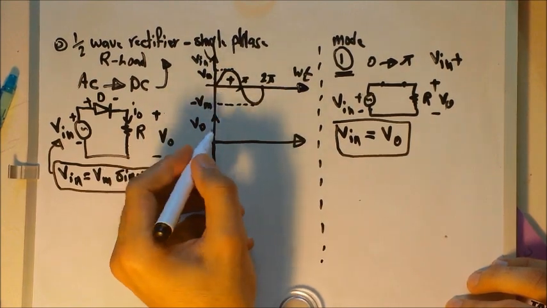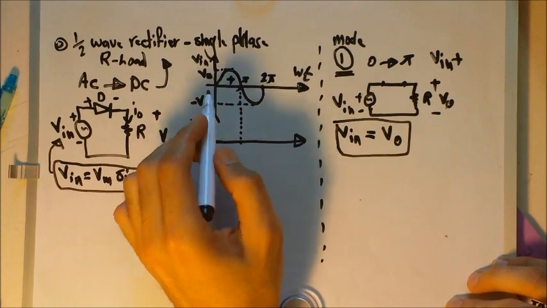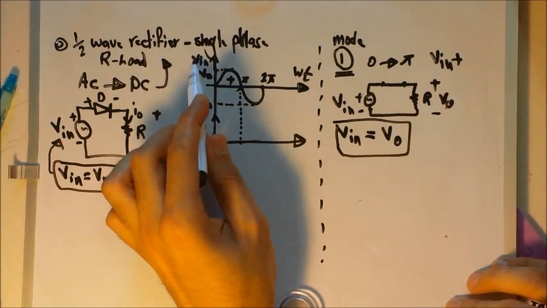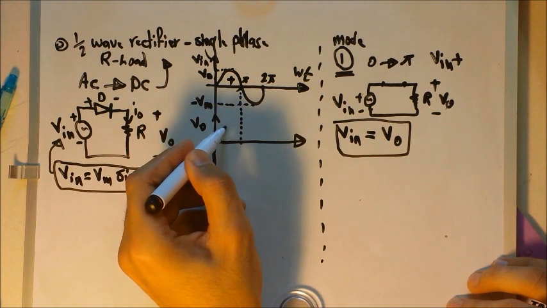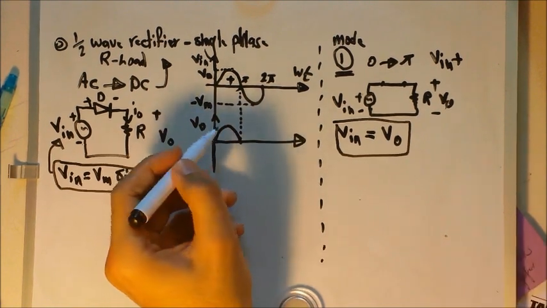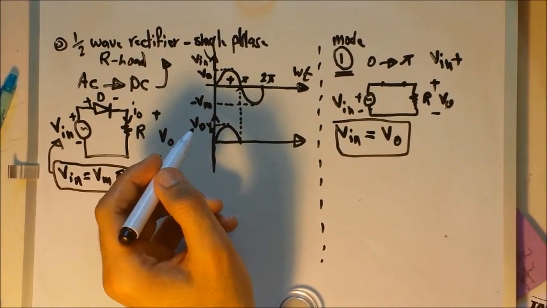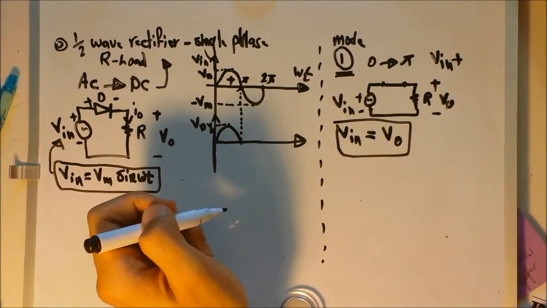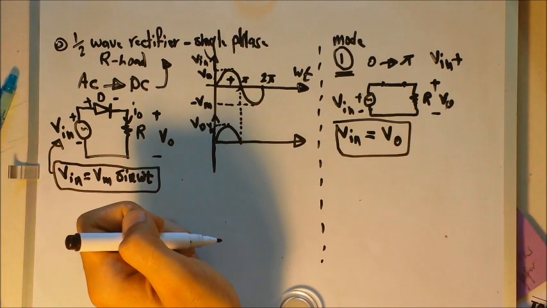So in the first half cycle, the V output equals V input. So like this, the same. And this is V maximum here.